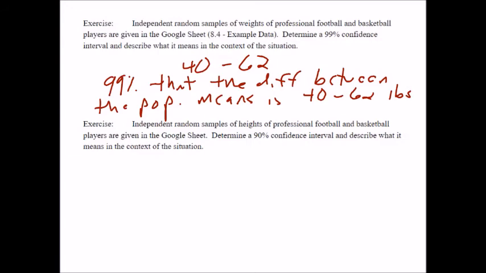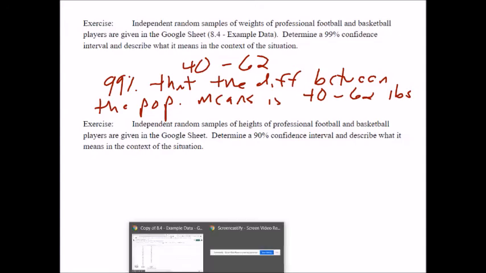Another way to put this, we can be 99% sure that NFL players, or pro football players, have a higher average weight than basketball players. And that's because both of these, 40 and 62, are positive. So mu1 would have to be larger than mu2. All right, now going to the heights.